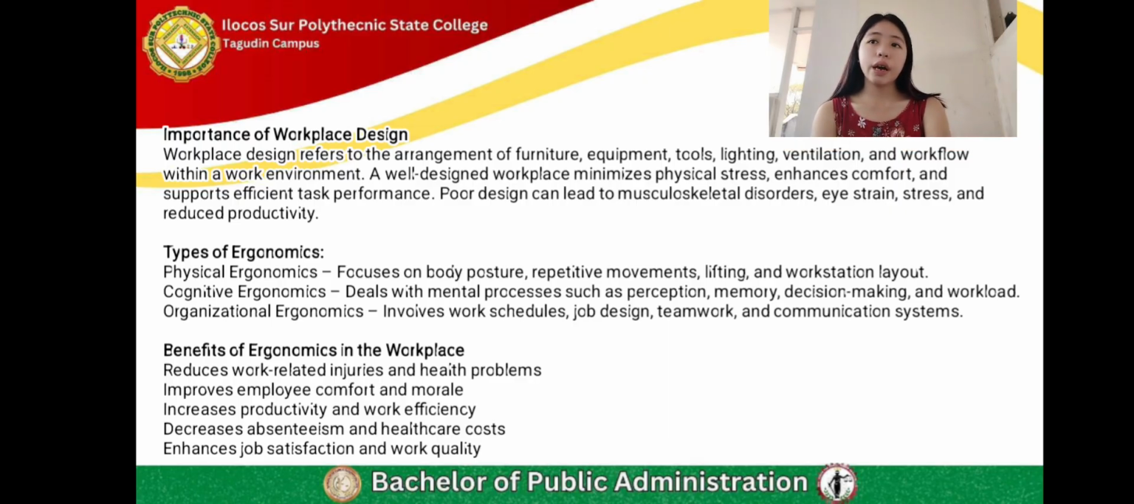So there are 3 types of ergonomics. First one is physical ergonomics. This focuses on body posture, repetitive movements, lifting, and workstation layout. Second one is cognitive ergonomics. This deals with mental processes such as perception, memory, decision-making, and workload. Lastly is organizational ergonomics. This involves work schedules, job design, teamwork, and communication systems.